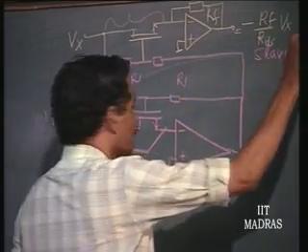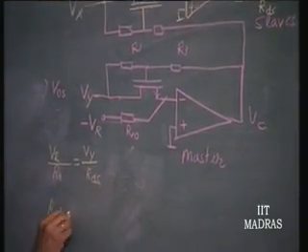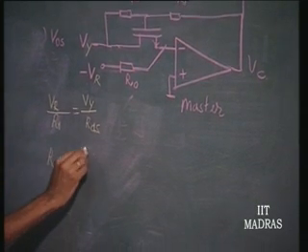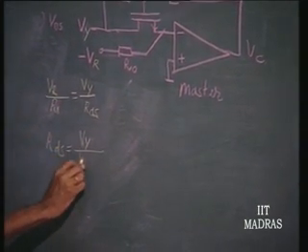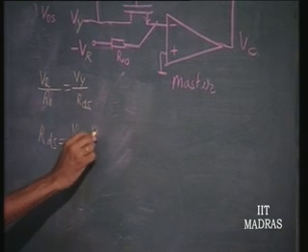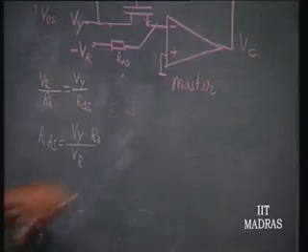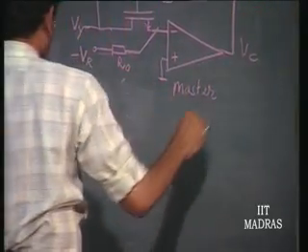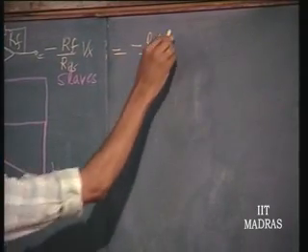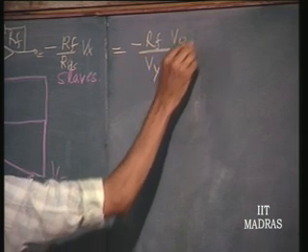Under this situation, Vr by R naught is equal to Vy by RDS, or this can be written as RDS equal to Vy by Vr by R naught. So, if you now replace this Rf divided by RDS, which is Vy into Vr by R naught into Vx.